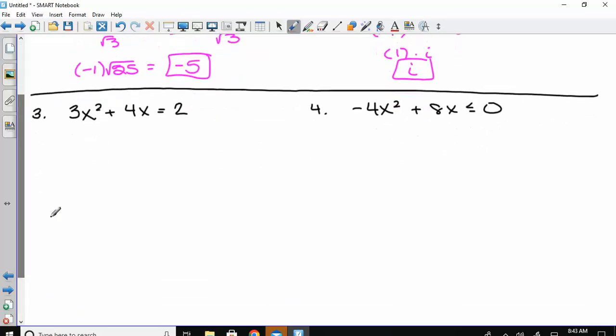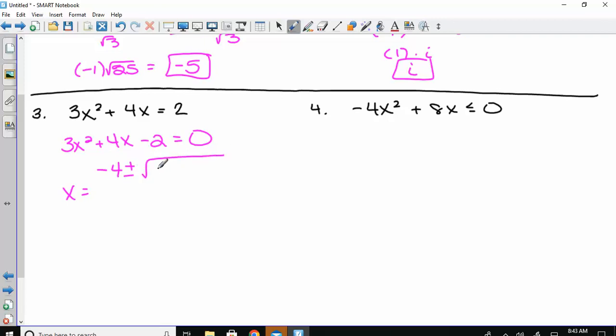Kids like to test the odds. If you try slip and slide, does it work? No. So what else always works? Quadratic formula, or complete the square. So opposite of b plus or minus the square root of b squared minus 4ac, all over 2a.